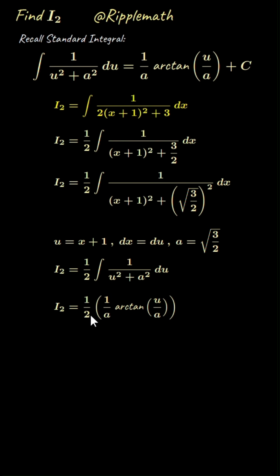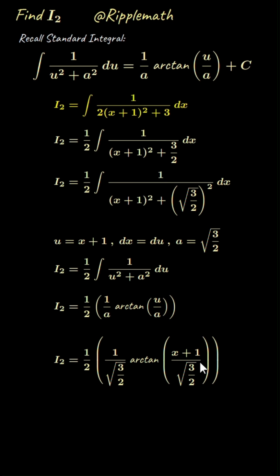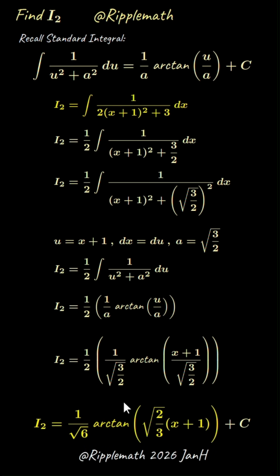So therefore the answer is a half times 1 on a, arctan u over a. Put things back as they were. And now you've got to flip that and rationalize the denominator. I'll let you guys work that one out. And plus a c at the end, don't forget.